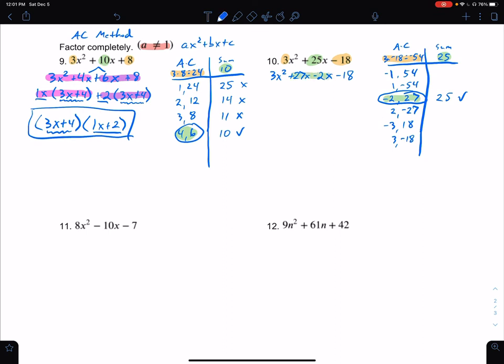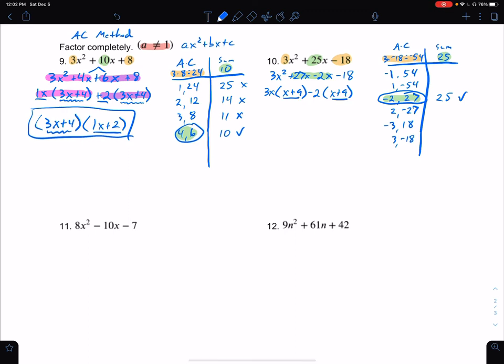So now we're going to take our first two terms, this 3x squared plus 27x, and factor out what they have in common. So they have a 3x in common. So I would be left with x plus 9. Now the negative 2x minus 18, I notice that I have two negatives here, so I'm actually going to take out a negative 2 so that my signs match up the way I want them to.